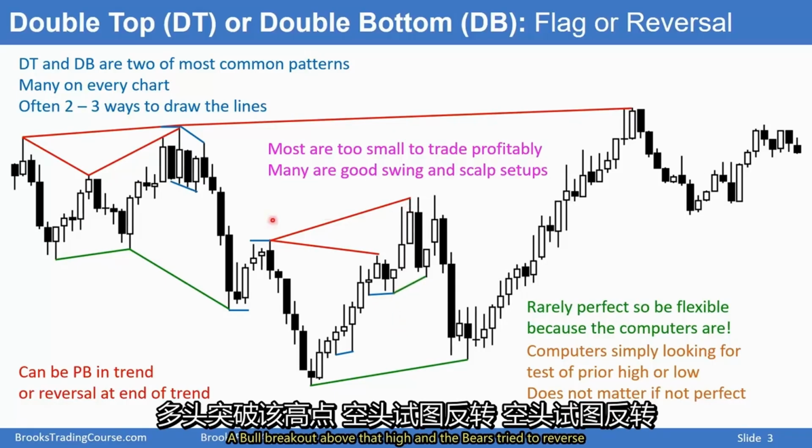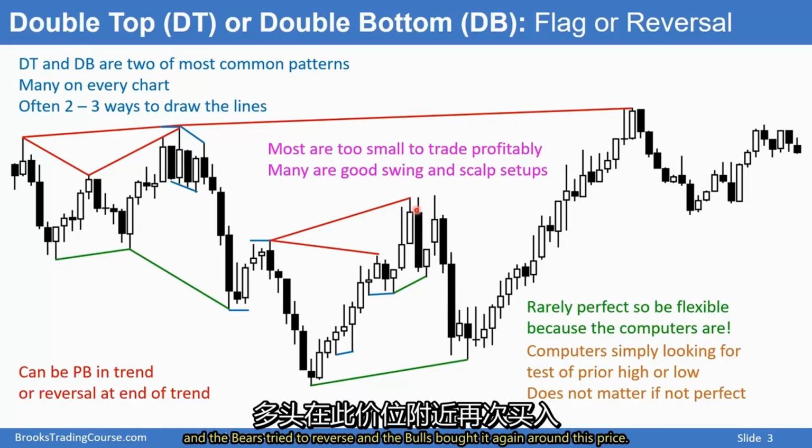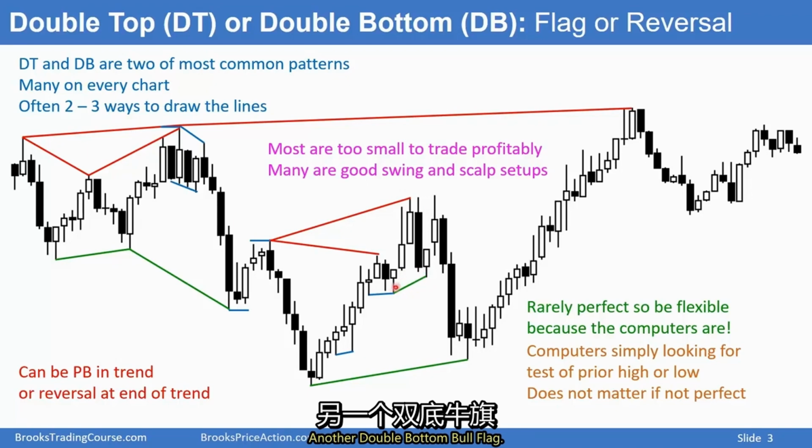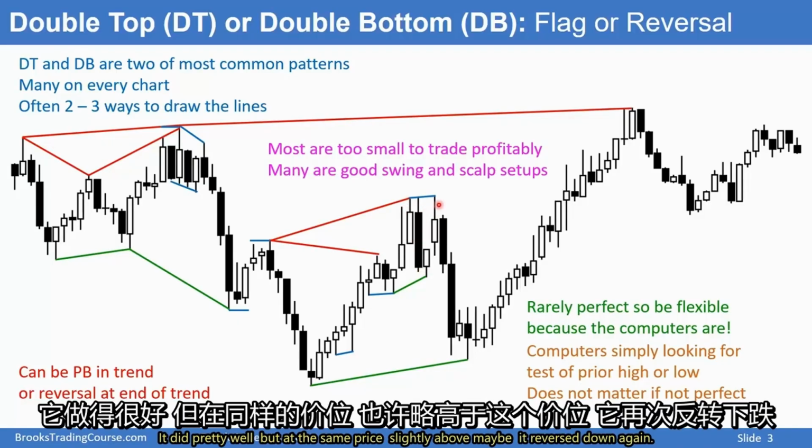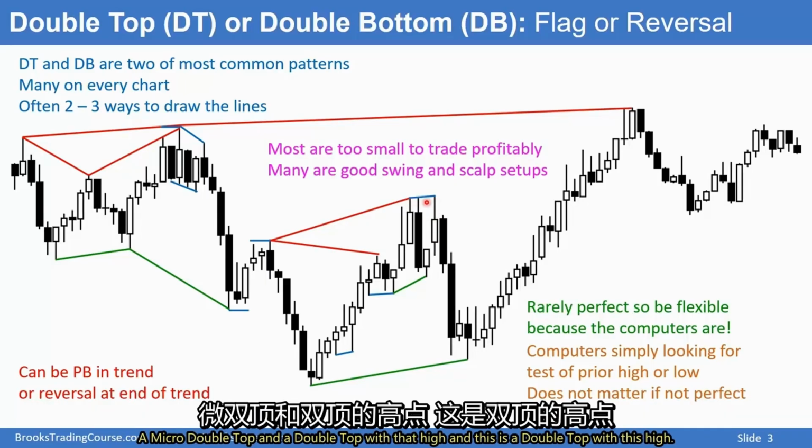A bull breakout above that high, and the bears tried to reverse, and the bulls bought it again around this price. Another double bottom bull flag. The market went up and reversed down strongly here. It tried to resume up. It did pretty well, but at the same price, slightly above maybe, it reversed down again. A micro double top and a double top with that high, and this is a double top with this high.